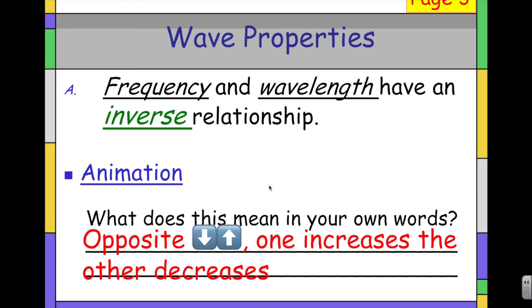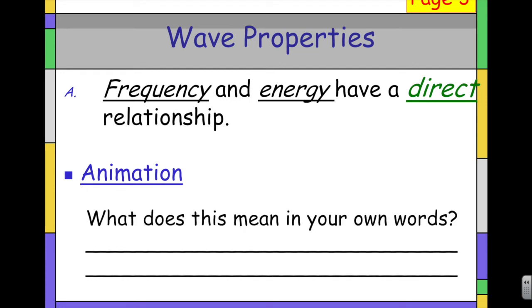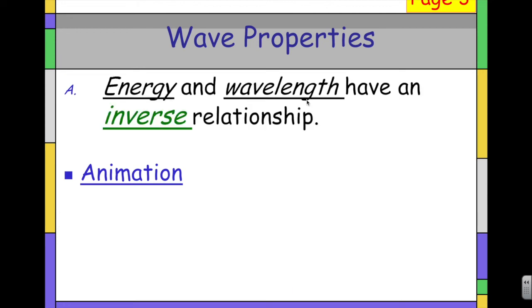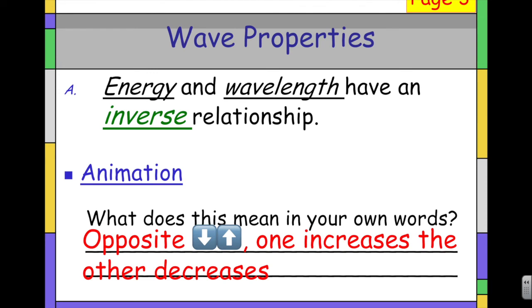So that is on page 3 of those notes. The frequency and the energy have a direct relationship. So what that means is that as one increases, the other increases. So frequency and energy are directly related. And then energy and wavelength are inversely related. So, which means that as one goes up, the other one goes down. So energy and wavelength are opposites.